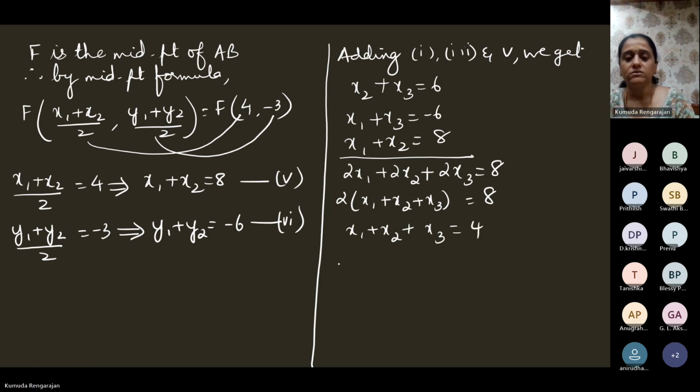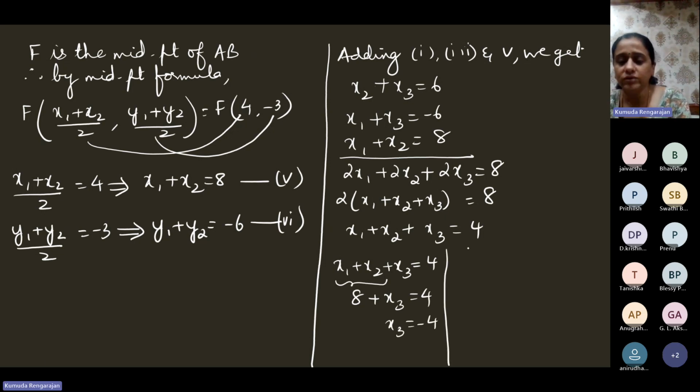Now, we know that x1 plus x2 plus x3 is 4. But what is x1 plus x2? 8. So 8 plus x3 is equal to 4. So what is x3? X3 is equal to minus 4. Now we know that x1 plus x3 is equal to minus 6. So x1 minus 4 is equal to minus 6. So x1 is equal to minus 2.